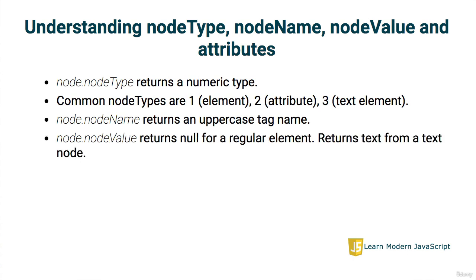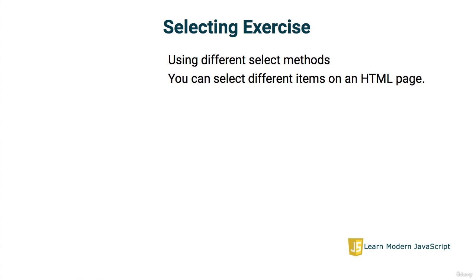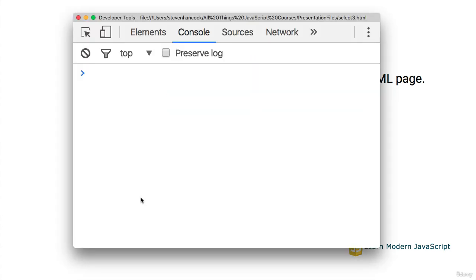Now, nodeValue also can be used, and we'll look at that in a lot more detail when we start looking at changing values. But basically, nodeValue will return null for a regular element, or it can return the text from a text node. And then finally, attributes returns an array of attributes, so the attributes that are assigned to that particular node. So let's take a look at how that can help us.